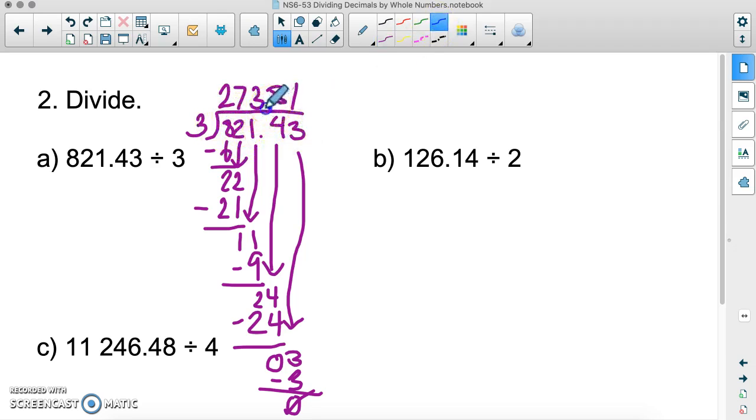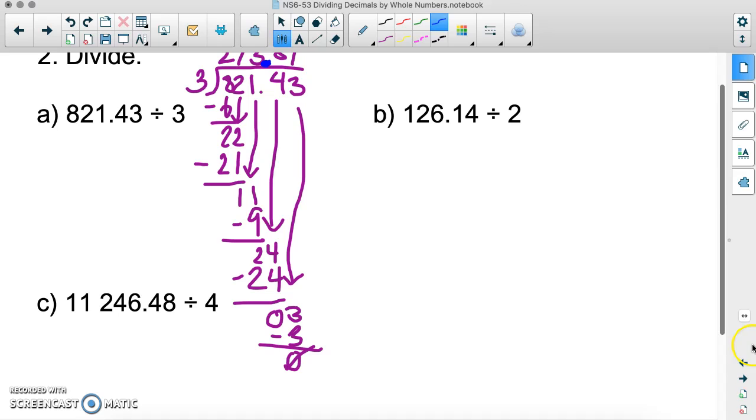Okay, now I need to put the decimal point back in, so it goes right above where it was. So 821.43 divided by 3, the answer is 273.81. Give B and C a try on your whiteboards by making an algorithm, and then you can continue on with your screencast.